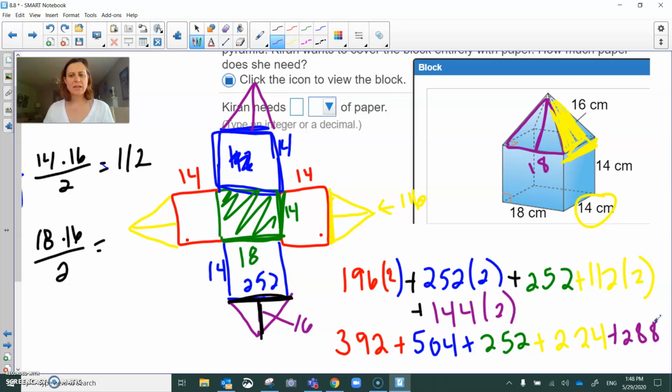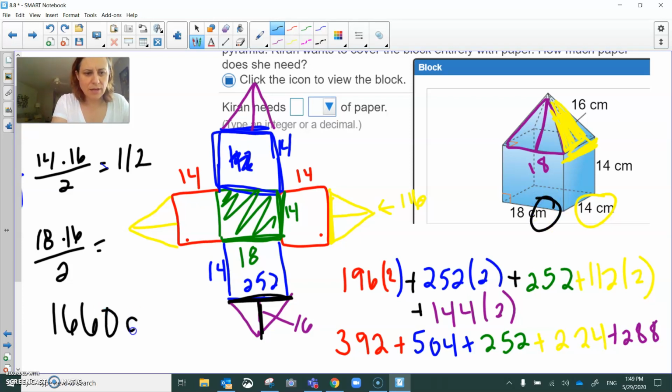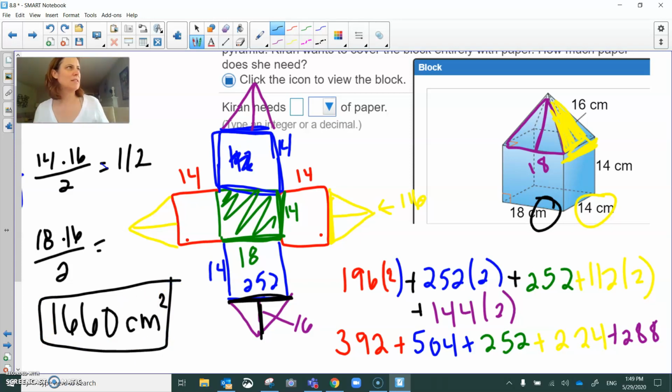So there's a lot of room here to have made an error. So the surface area is 1,660. These are centimeters, and the shape of those centimeters are squares. That's what I think the answer is, but I brought up this assignment on my screen next to me so that I could put in the answers as I go and then check my work. So let's see. Kieran needs 1660 centimeters square of paper. Oh, it's right. It's right. Okay. You're doing great. I'm going to load this one.